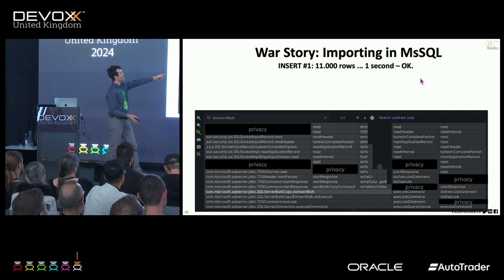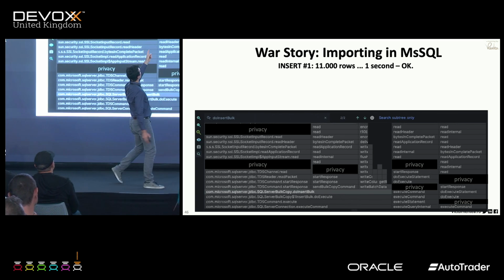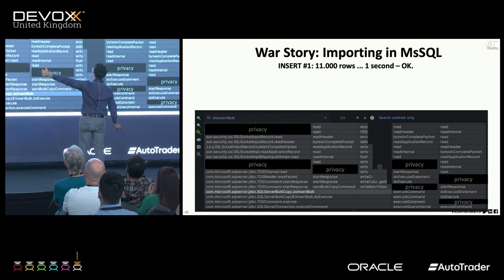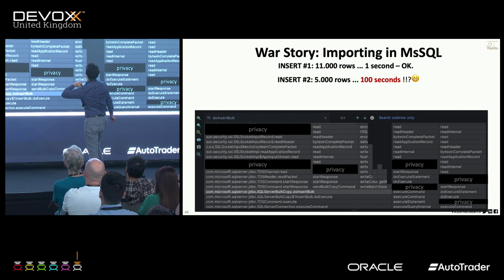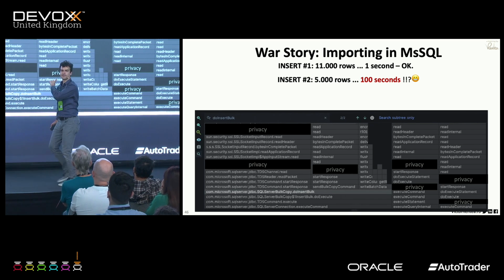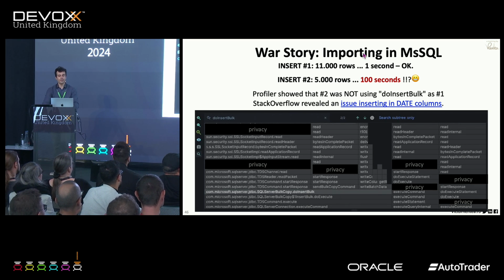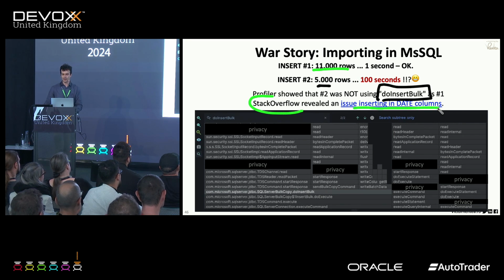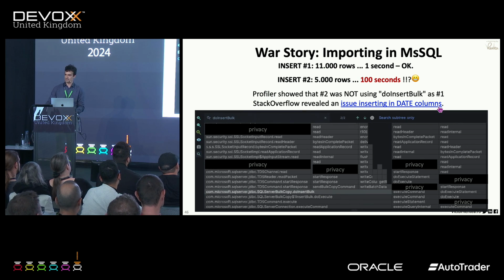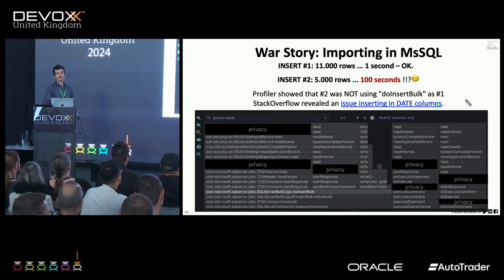That's super fun. This, another one. The insert of 11,000 rows took 1 second. Everything fine. Inserting 5,000 rows took 100 times more. What the hell is going on? And then the profiler showed that number 2 was not using some doInsertBulk that the first one was using. With a bit of Stack Overflow, they found an issue with inserting in date columns in Microsoft SQL Server. Game over. It guides you, you can compare, right?